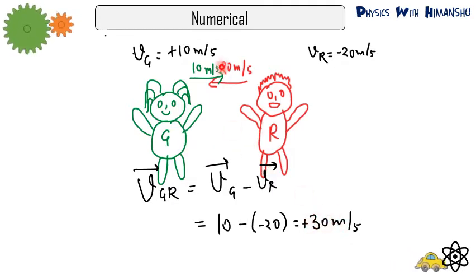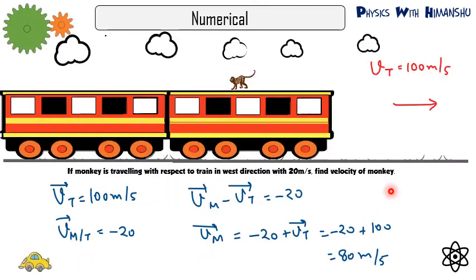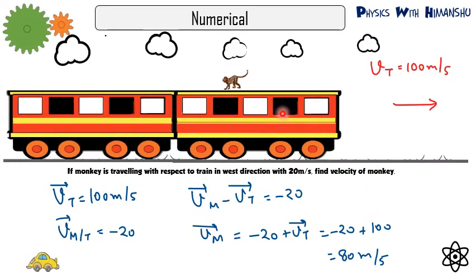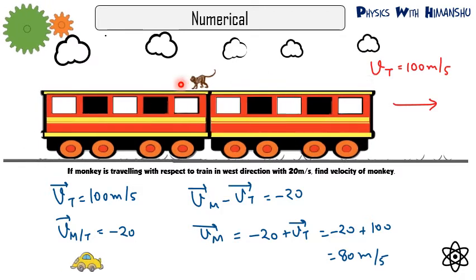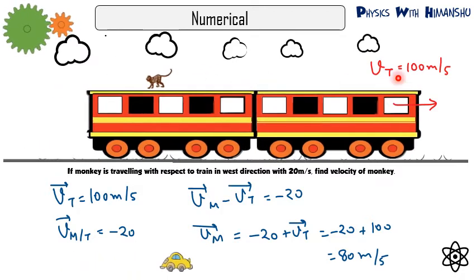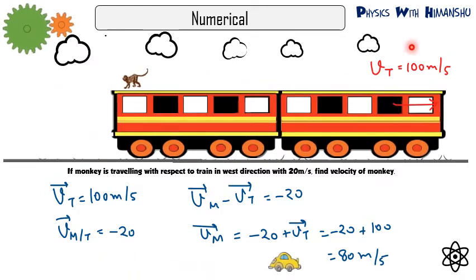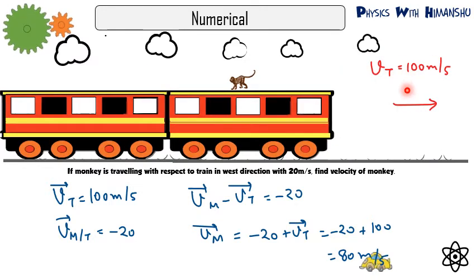So in reality she is traveling with 10, but for Mr. Red she is traveling with plus 30 meter per second. So this is the meaning of relative velocity. So relative velocity is when velocity of one particle is measured with respect to another particle, it is called relative velocity. Now we'll take one more example. Suppose it is a train and a monkey is walking on the train. Velocity of train is given to be 100 meter per second and the train is going in east direction.